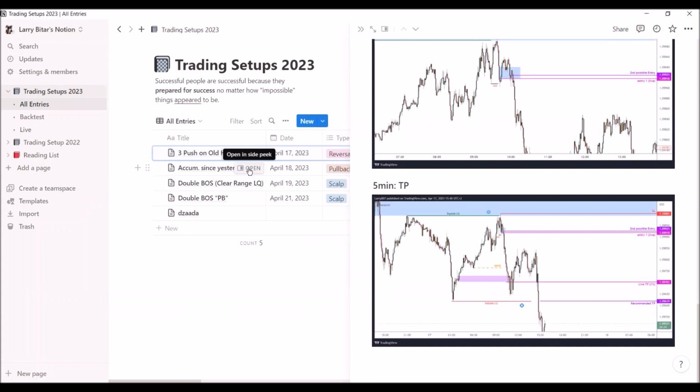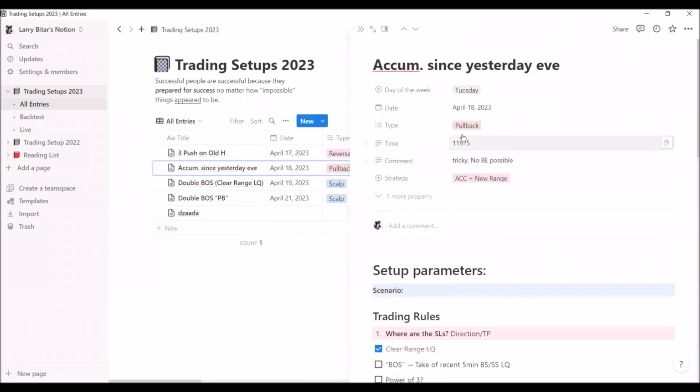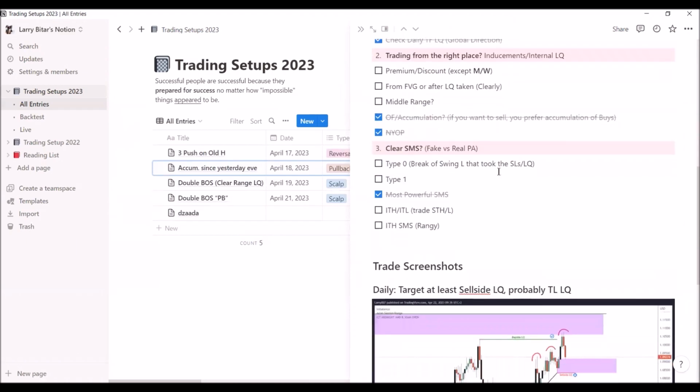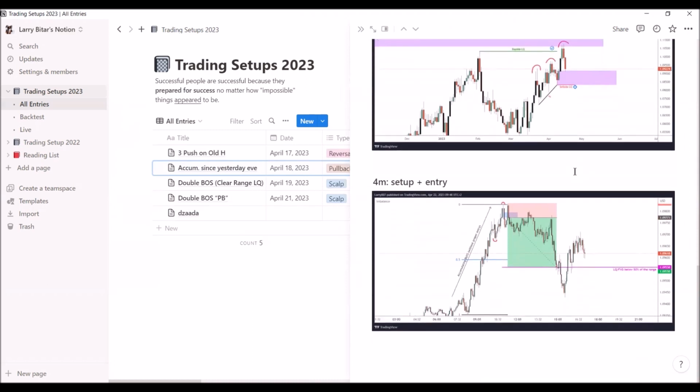Now Tuesday. Tuesday was pretty tricky. And it took me out at break even. And I say no break even possible because if you wanted to take profits from this trade, you couldn't put break even because it went a lot around this price. And so the strategy is accumulation plus new range, okay? And so always the same thing on the daily, so no change.